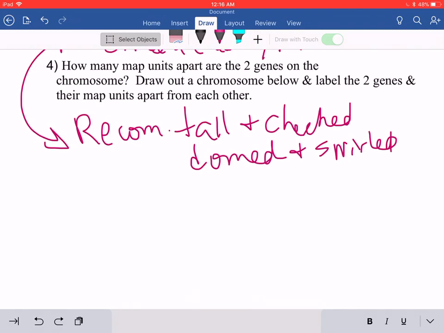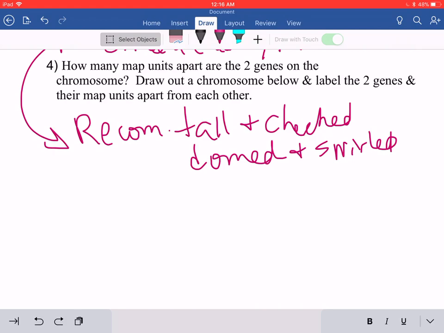All right, finally, let's go to this issue of map units. A map unit is basically something equivalent to a kilometer or a meter or a yard. It's a measure of distance between two genes. The question here wants you to figure out how many map units apart the two genes are on the chromosome, and to draw out the chromosome and label the two genes and their map units apart from each other. So how do we do this?